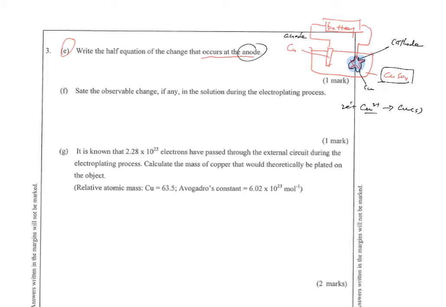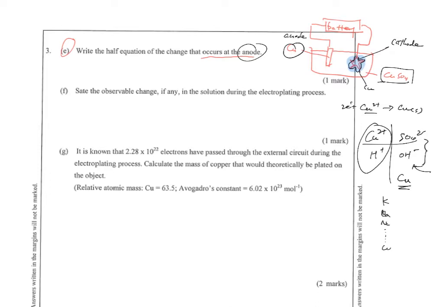Now it asks for the half equation at the anode. You should remember the ions: Cu2+, SO4 2-, H+ and OH-. This is for the cathode, H+ and Cu2+. Then for the anode, SO4 2- and OH-. Originally it should be OH-, but since copper is a metal used as the anode electrode, we also have to write Cu here, because the series goes from K, Ca, Na to Cu and then OH-. The higher the position, the stronger the reducing agent, just remember. Copper has a higher position than OH-, so copper will prevent OH- from being discharged. So Cu becomes Cu2+ plus 2e-. This is the half equation.